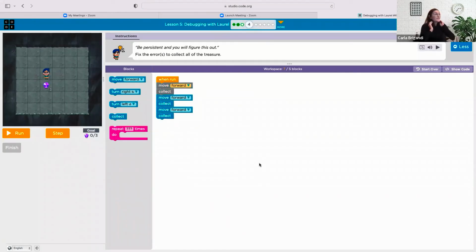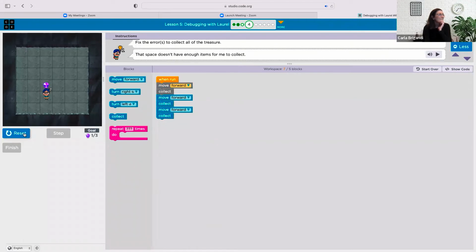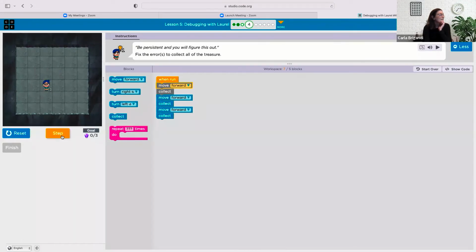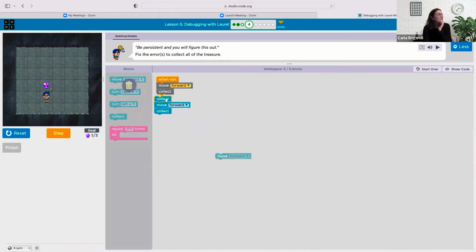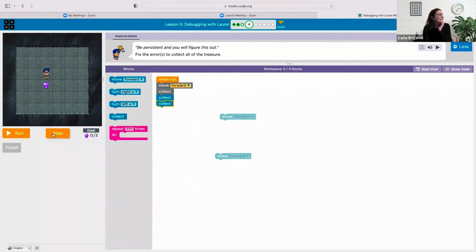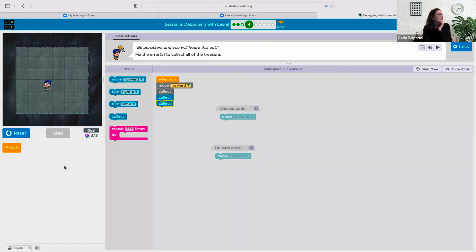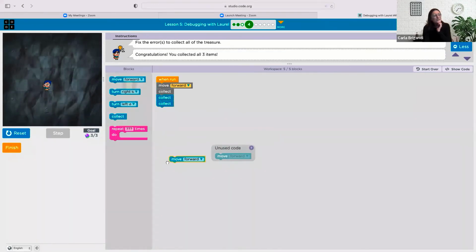Again, can we look at this and can we see a pattern? Run, reset, use the step button. Uh-oh. I don't think she needs to move forward. Let's get rid of those. Reset. Try again. Let's get rid of the unused code now that I know I don't need it. Let's keep our workspace clean.